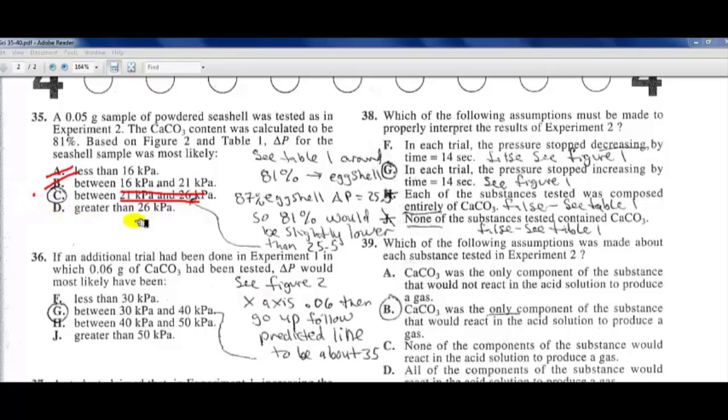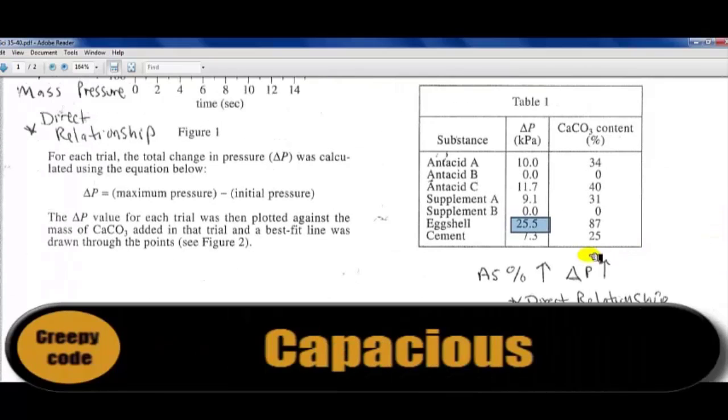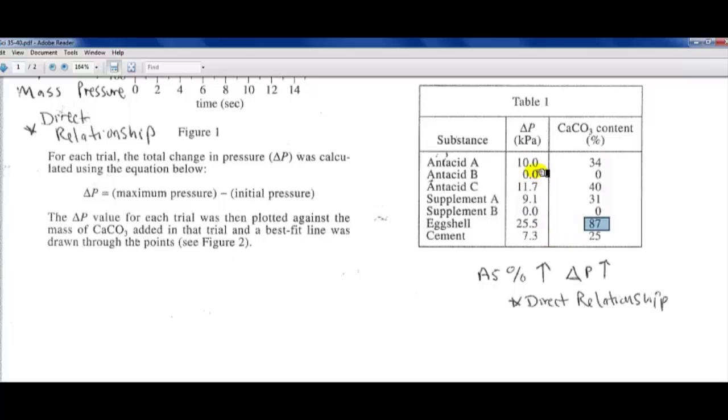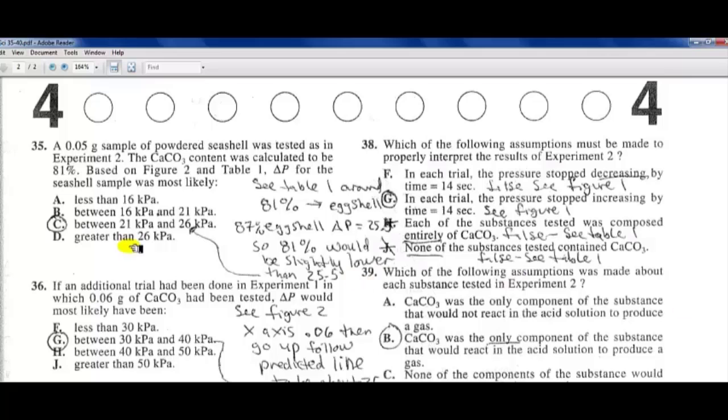And D says greater than 26. That can't be possible because, remember, the eggshell was 87% and had a delta P of 25. So 81% is going to have a delta P lower than 25.5. So that one can be crossed out right away. D. C is the closest answer. Remember, always try and preview some answer choice. Get a ballpark figure so you know what you're looking for here. 35, the correct answer here is C.